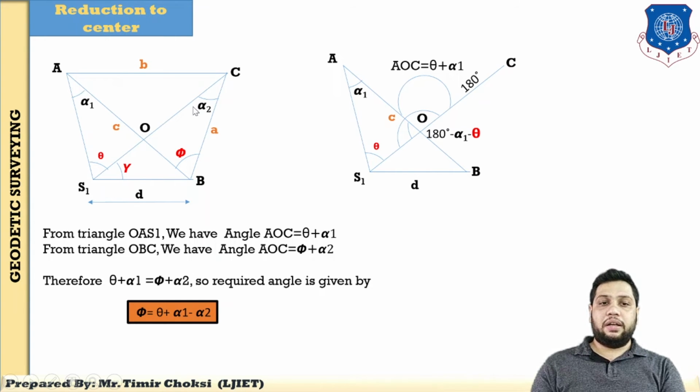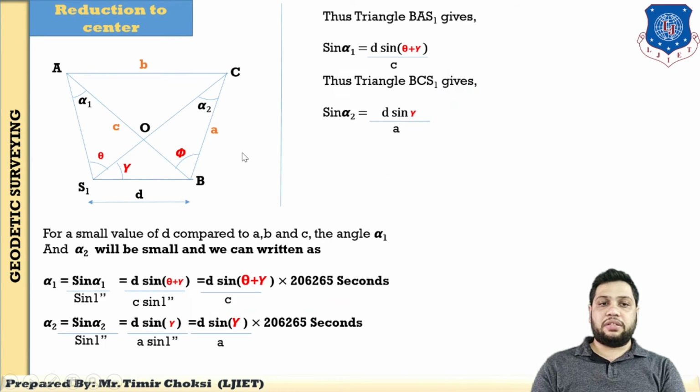This process is called reduction to center. This is an indirect process. You find theta, and using this theta you find phi. So this is the concept of satellite station and reduction to center.